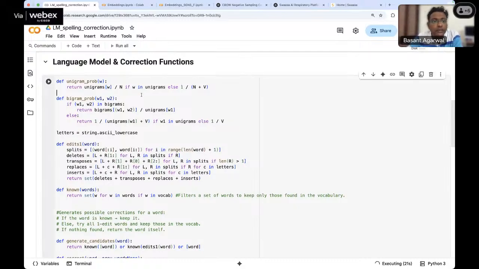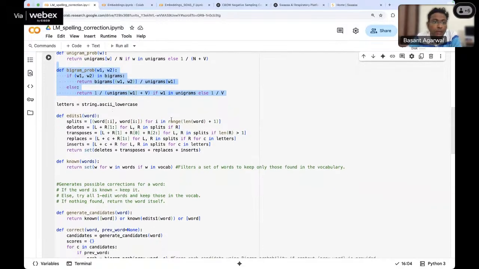So firstly, this function is for computing the unigram probabilities, also with Laplacian smoothing. And this is the function where we are computing the probabilities for the bigrams, like a bigram language model with Laplacian smoothing. Okay.